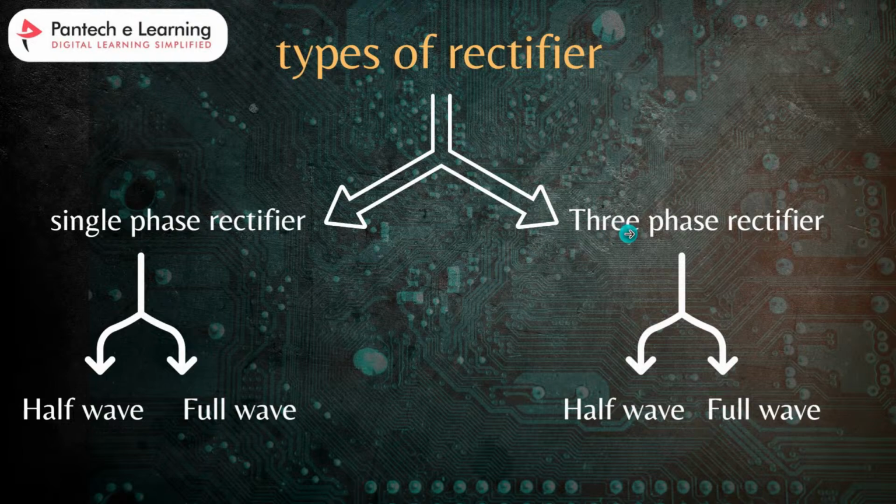The three phase rectifier uses a three phase AC supply which has three alternating voltage cycles, each 120 degrees apart. So it provides a more constant and smoother DC output compared to the single phase rectifier. It is often used in industrial applications where power and efficiency are needed. These also have half wave and full wave versions.